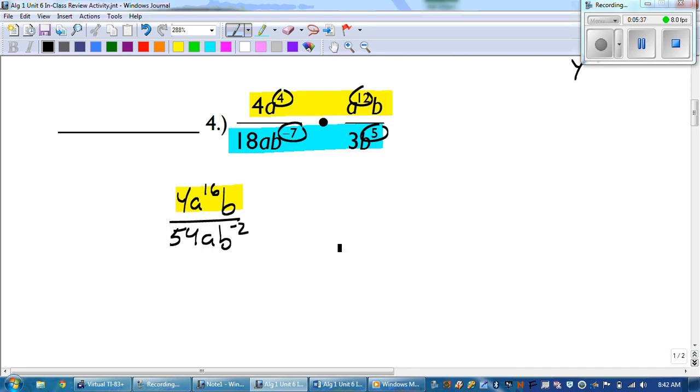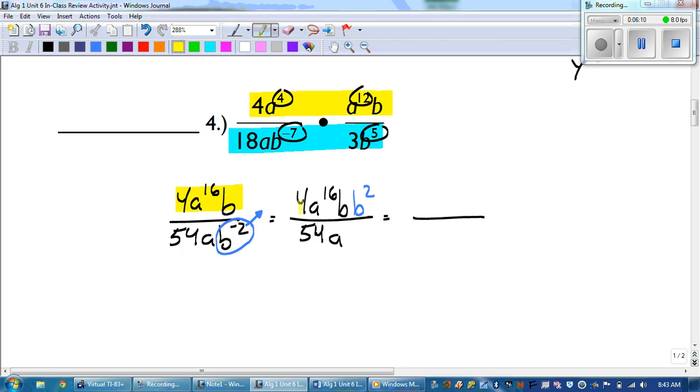Okay. Well, we can't have any negative exponents, can we? Nope. So the first thing I'm going to do is bring that negative exponent up. So now we have 4, a to the 16th, b, and then we just moved up the b squared, and then we have 54, and we have that lone a on the bottom. So now we're going to start to simplify everything.